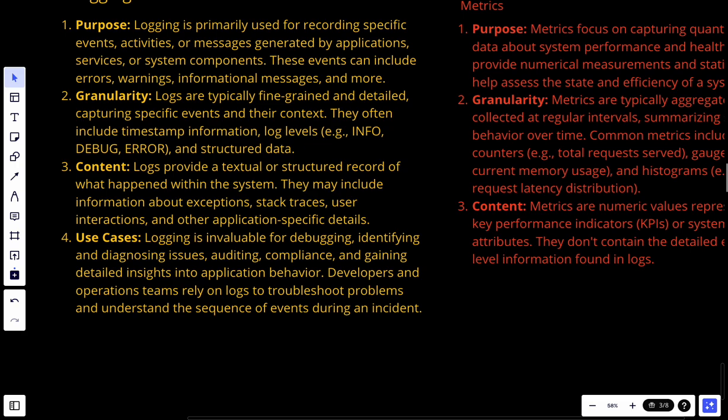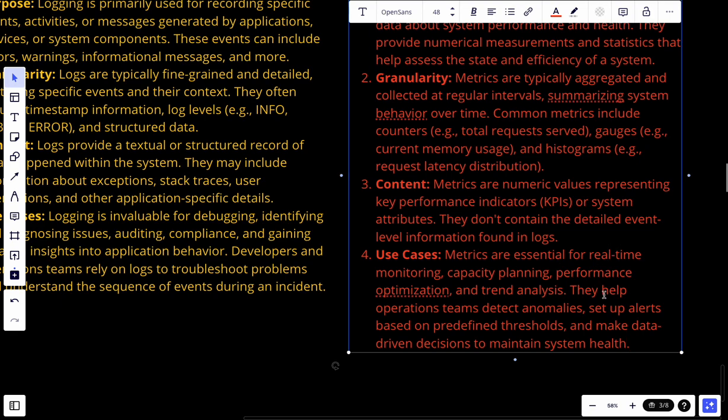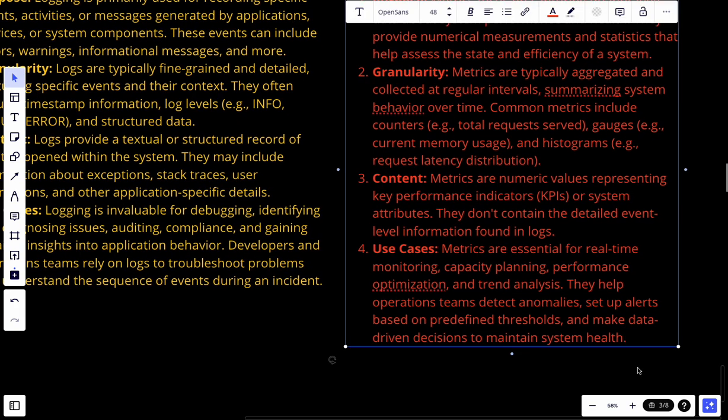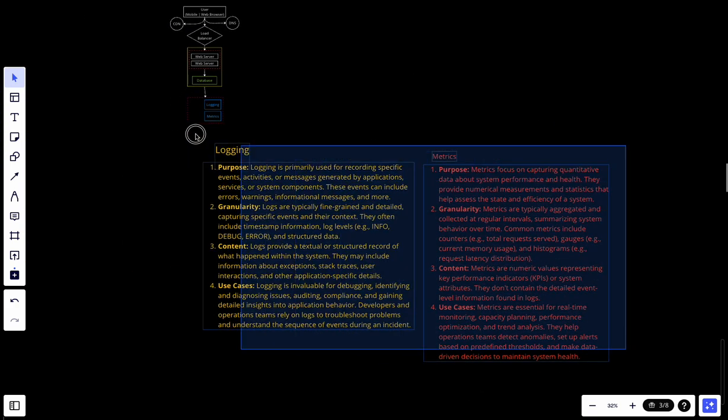On the other hand, the metrics are essential for real-time monitoring, capacity planning, performance optimization, and trend analysis. They help operations teams detect anomalies, set up alerts based on predefined thresholds, and make data-driven decisions to maintain system health.